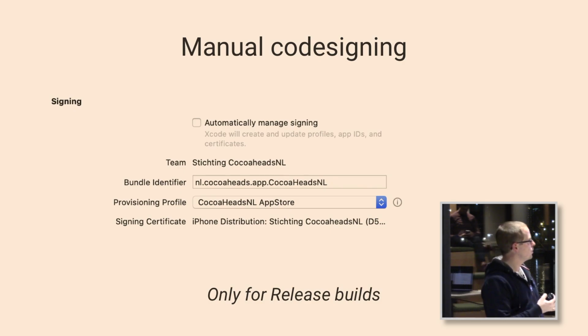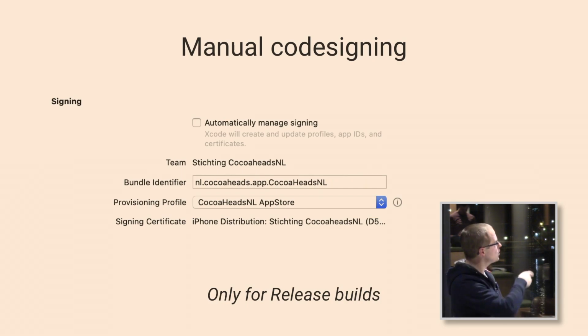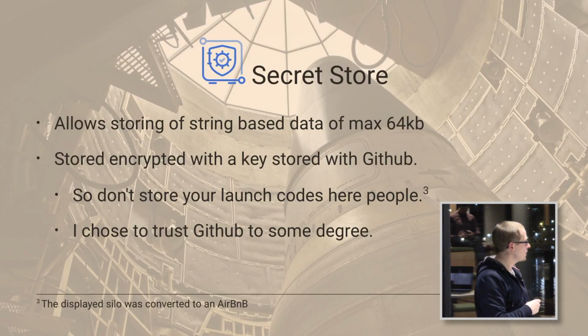Manual code signing, of course, we know, just make sure that that checkbox is off, and then that the other options are correct, and that you connect. And basically maybe try building a release build on a device. Might prove that it doesn't work yet, need to do some more tweaking, but this checkbox is the most important part. So the secret store.